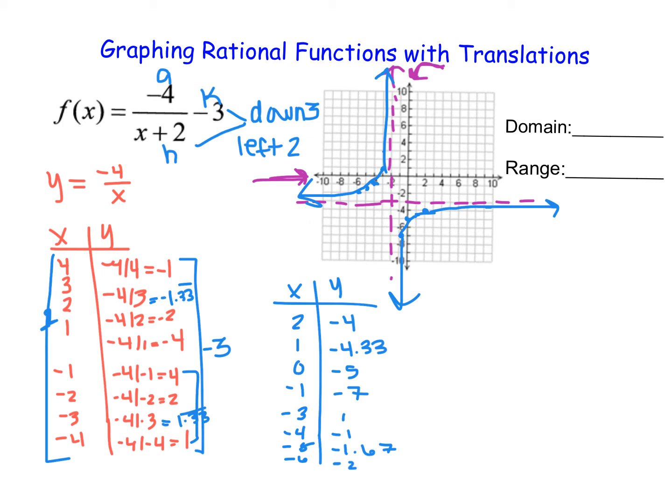Now from here, our domain and range are going to be slightly different because our asymptotes moved. So here, the x value that we can't use is -2. And the y value that we can't use is right here at -3. We can see that our y values are never equal to those because there is an asymptote there that we can't cross. So our domain is going to be all real numbers, but x cannot equal -2. And our range is all real numbers, but y cannot equal -3.